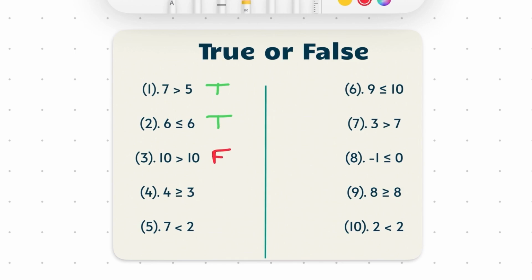Number 4 tells us that 4 is greater than or equal to 3. This is true because we know that 4 is larger than 3. The fifth one tells us that 7 is less than 2. We automatically know that this is false because 2 is not greater than 7. It's quite the opposite. So for 6, this is true.